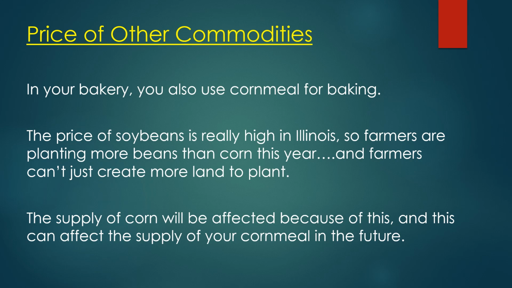The prices of other commodities. So in your bakery, you also use cornmeal for baking. Well, the price of soybeans is really high in Illinois, so farmers are going to be planting more beans than corn this year. Let's say in this particular example, they take it to the extreme. All they do is plant beans. And farmers can't just create more land to plant corn now. They can only pick one or the other. So the supply of corn will be affected because of this example, and this can affect the supply of your cornmeal in the future. If there's only soybeans available, the prices of those other commodities from the farmers, they've chosen beans, so now your supply of corn is going to be affected.